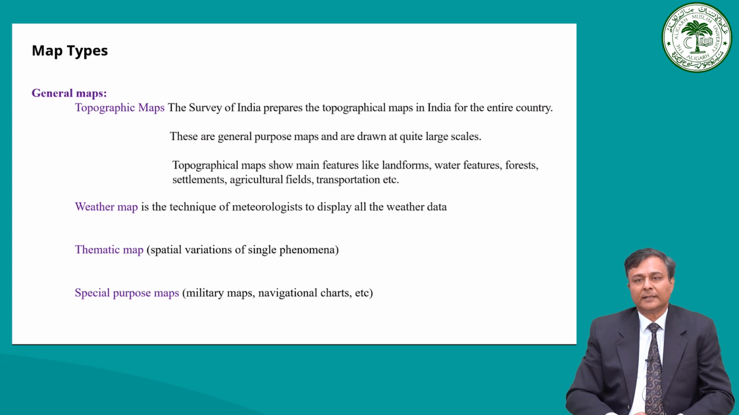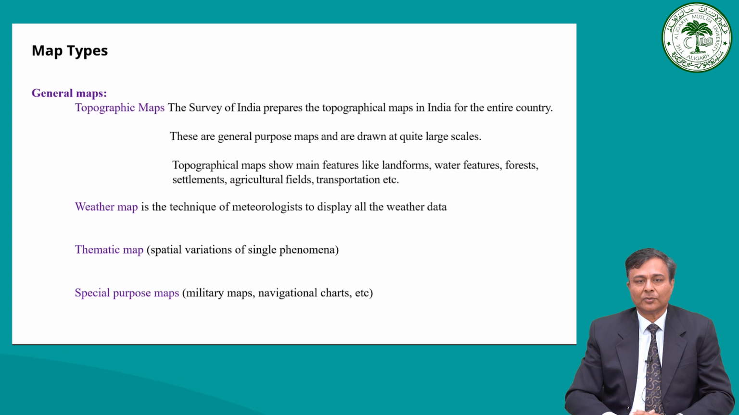Spatial representations can also be on the basis of utility and purpose, like general maps. Very commonly we use the topographical map, which in our country the Survey of India prepares. The topographical maps in India are available for the entire country. These are general purpose maps and are drawn generally at quite large scales.